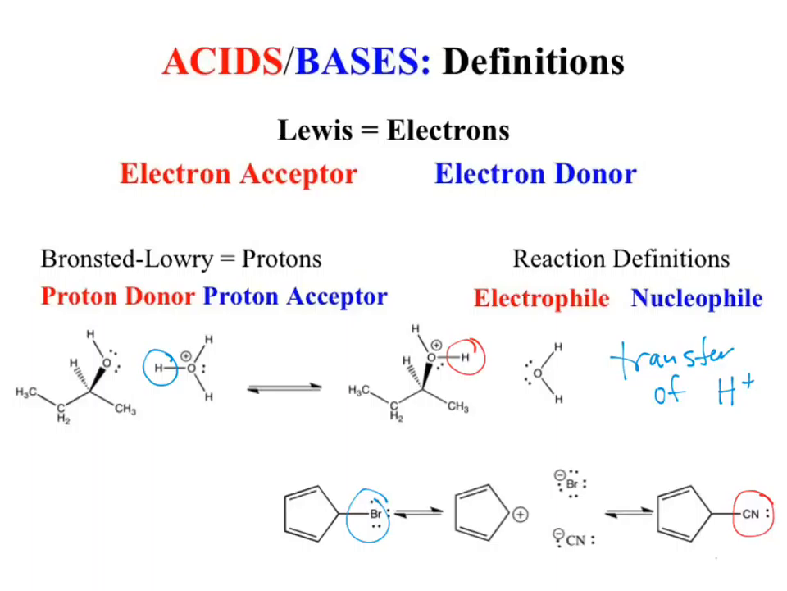What did I do in the first reaction? I broke a bond and I made a bond. Isn't it the same thing? Why is it different? One's hydrogen and the other one is not hydrogen. There's our delineation between these two types of acid-base definitions.